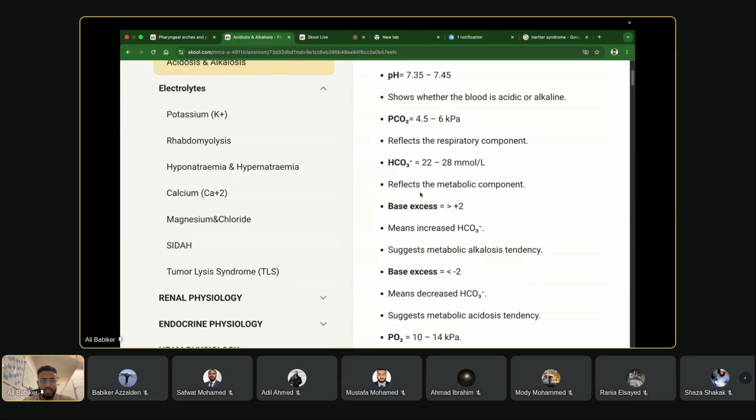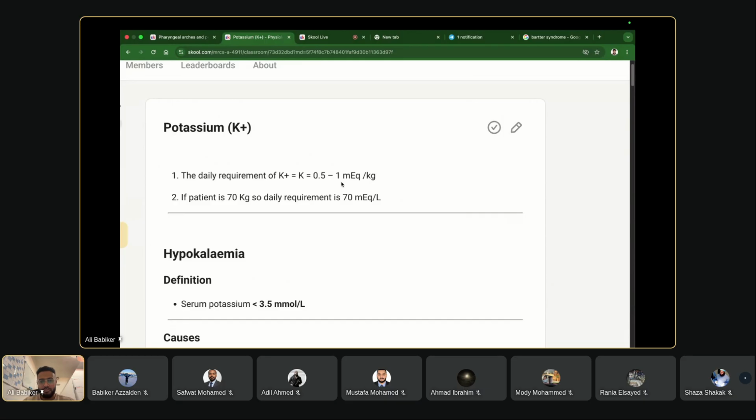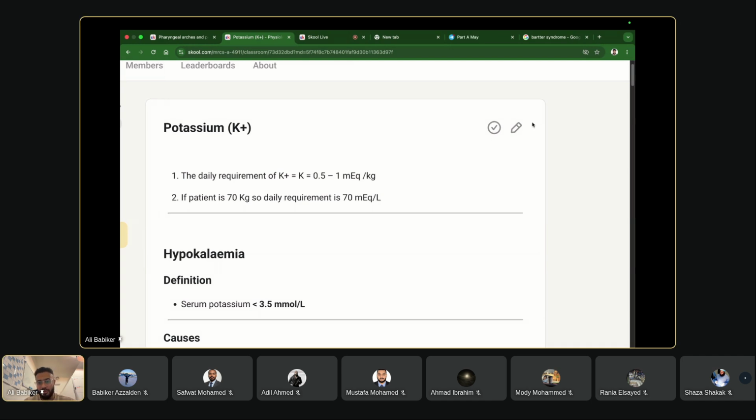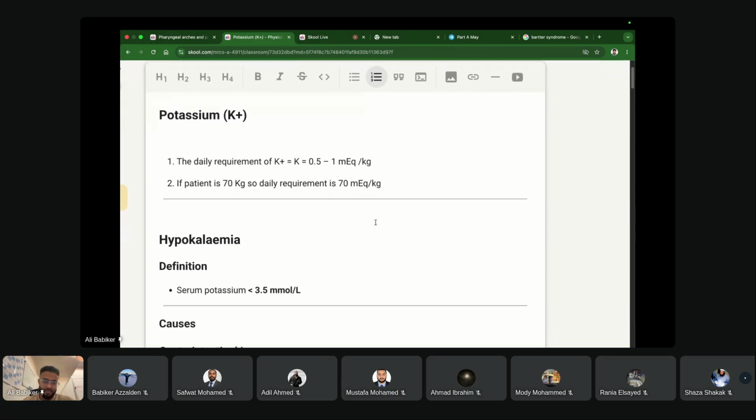All right, so let's start with potassium. The daily requirement of potassium is 0.5 to 1 milliequivalent per kilogram. If the patient is 70 kilograms, so their requirement is 35 to 70 milliequivalents. Okay, so if I ask you now, can you give me a reference? If the patient is 70 kilograms, that means he should take 35 to 70 mEq per day. Okay.